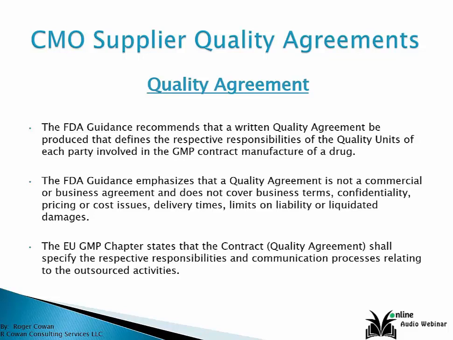Now, over in the EU, the GMP chapter states that the contract, which is the quality agreement, shall specify the respective responsibilities and communication processes relating to the outsourced activities.